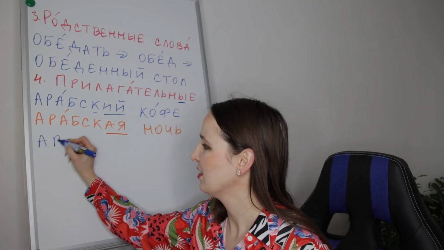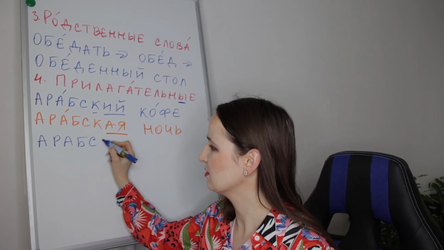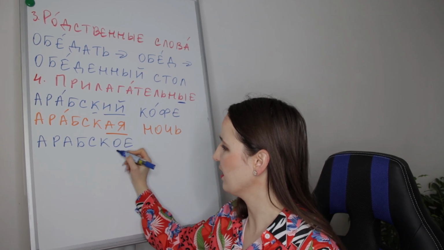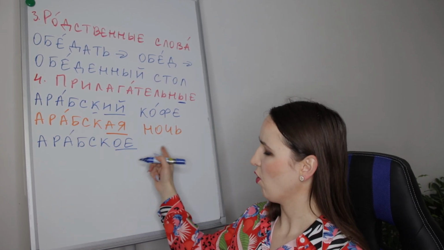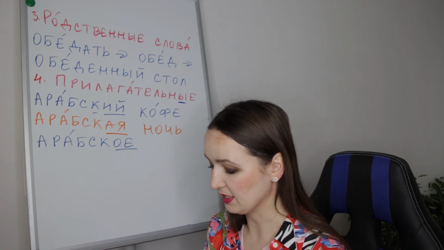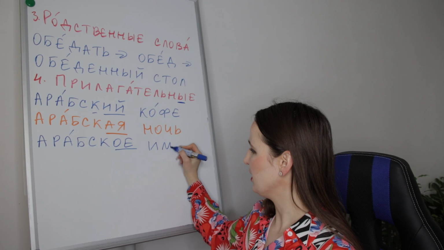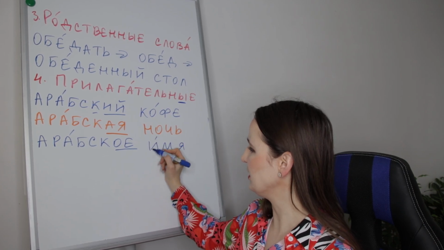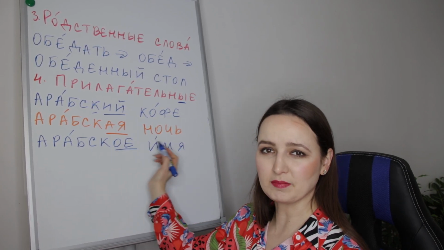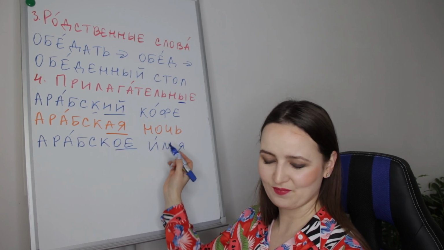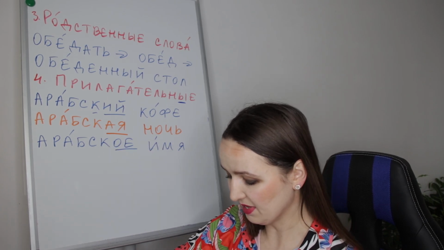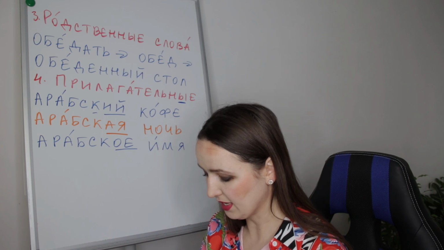Арабское. ОЕ ending, and we need a noun in neuter here. Let's take имя. Имя is neuter. First name. Арабское имя. Arabic name.